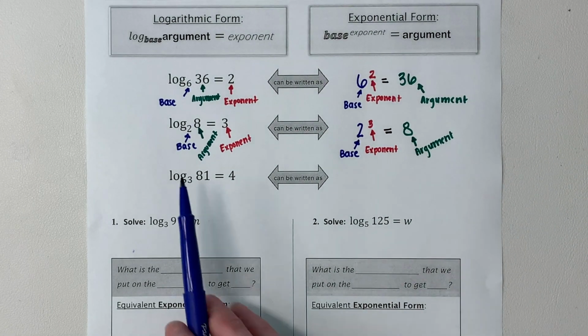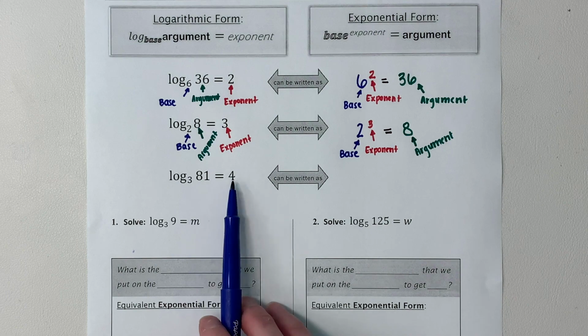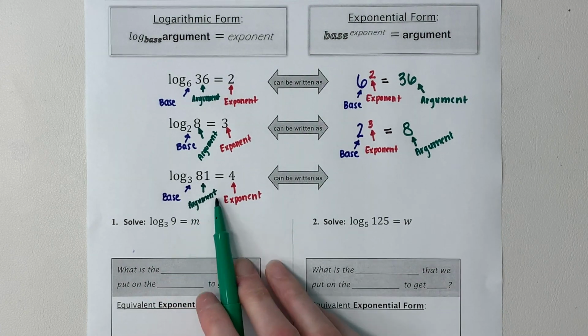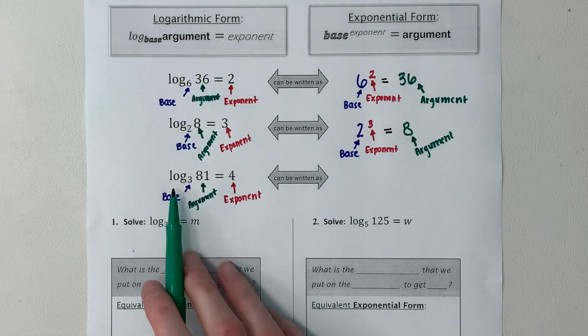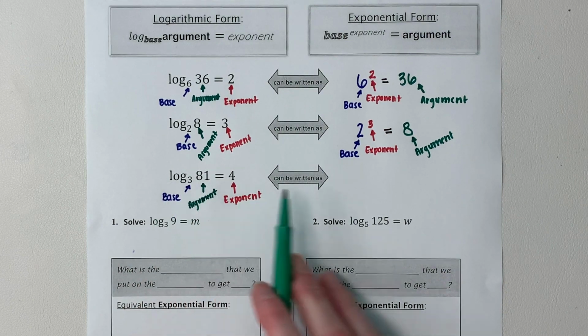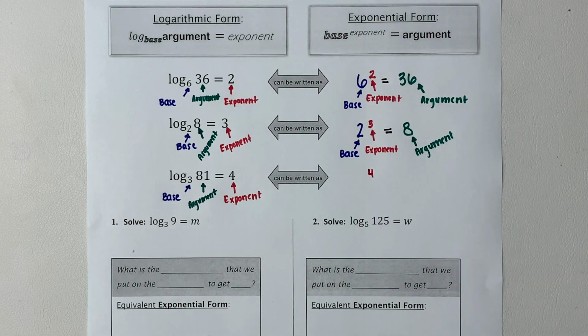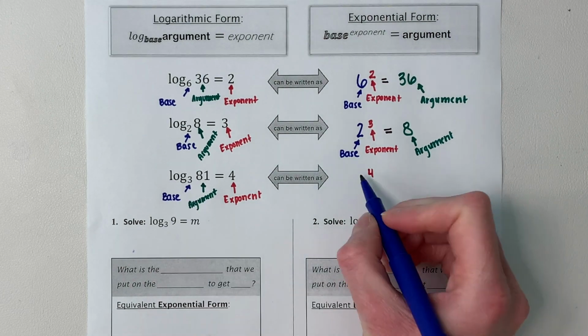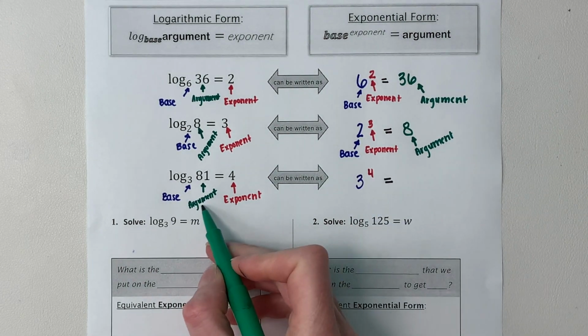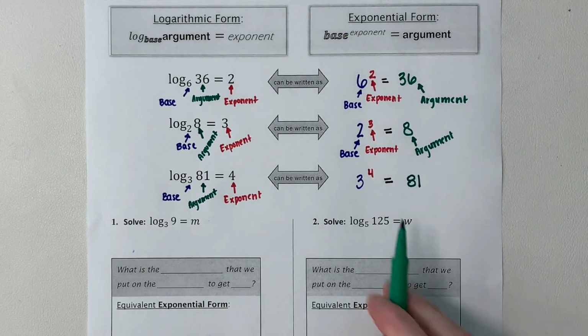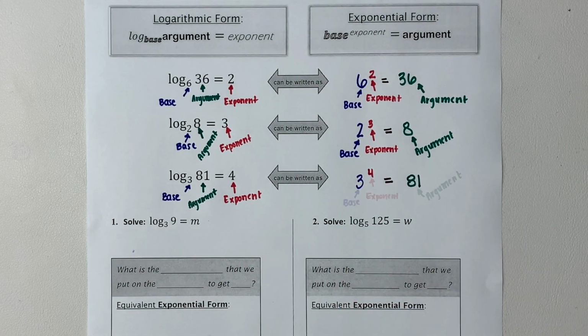And lastly, log base 3 of 81 is equal to 4 because 4 is the exponent that we need to put on the base 3 to get the answer, or in other words, the argument 81. Let's write this logarithmic form in its equivalent exponential form. We said 4 is the exponent that we need to put on the base 3 to get the answer, or in other words, the argument 81. And let's go ahead and label the parts of the exponential form.